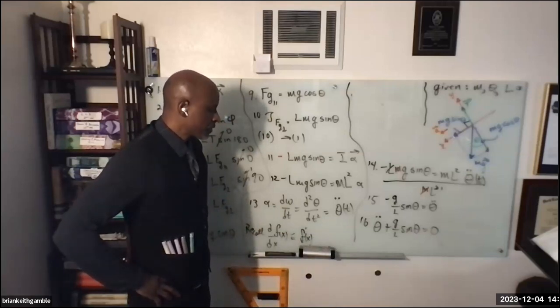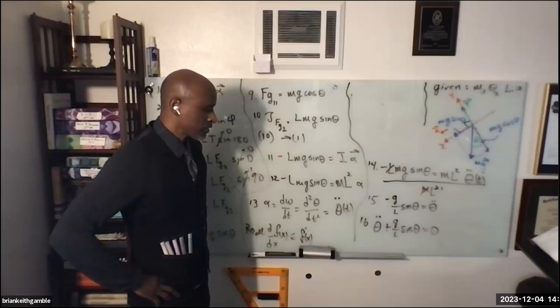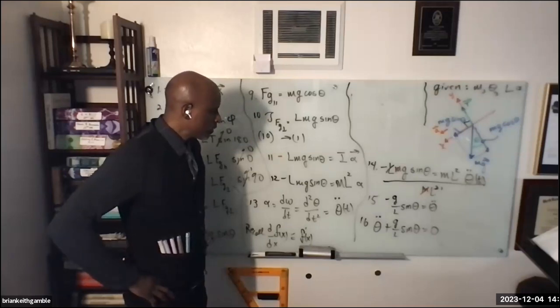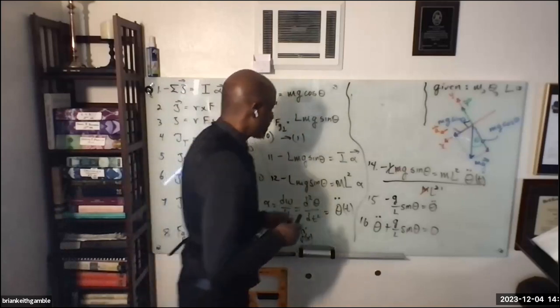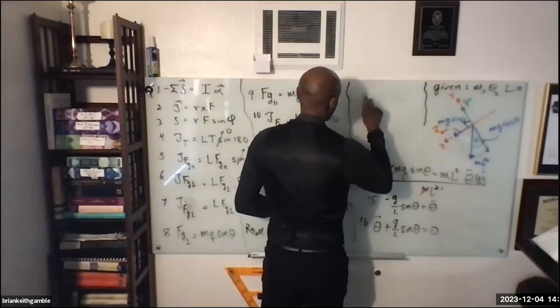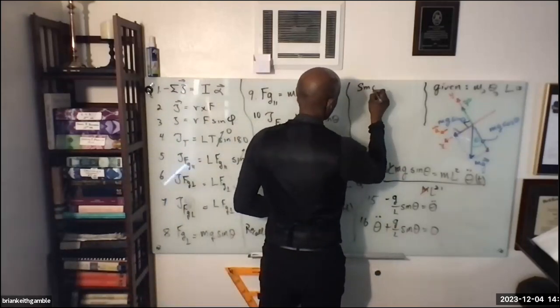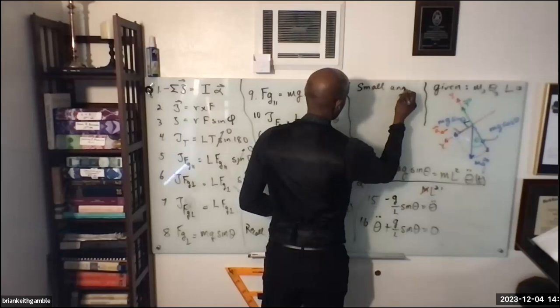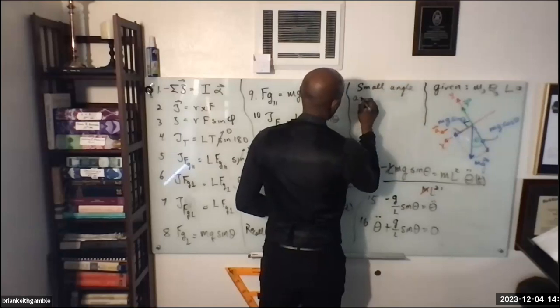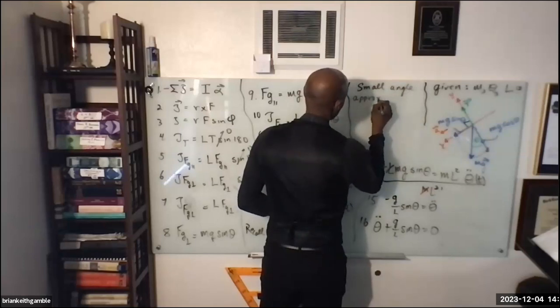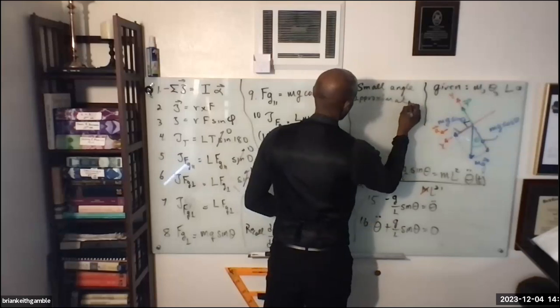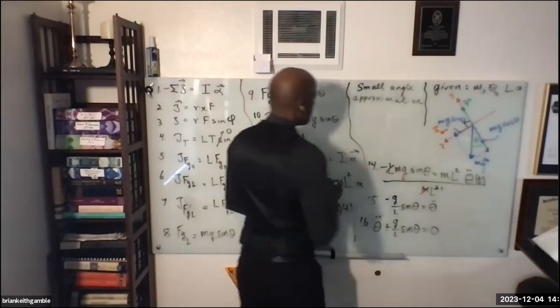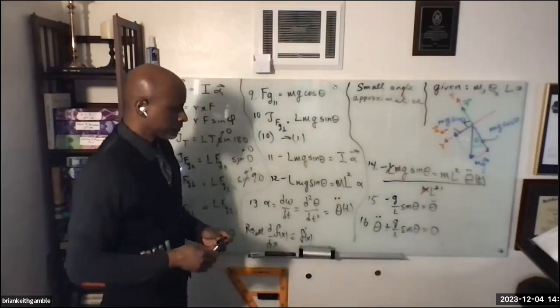In physics, we do a shortcut called a small angle approximation. So I guess I'm introducing that for the first time, small angle approximation. Let's do it up here. Small angle approximation. It can be justified in a couple ways.